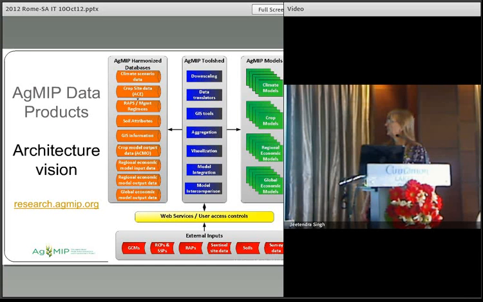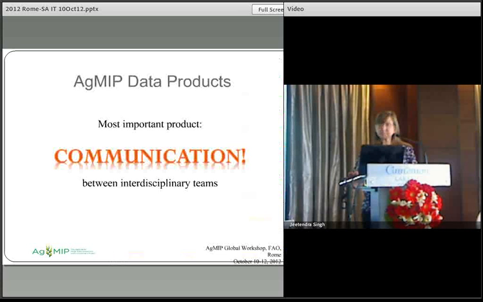So we've got harmonized databases over on the left. We've got the tool shed in the middle. We've got our AgMIP models that interact with the toolshed and the databases. We've got web services, and we've got external inputs, mainly data, that we'll be dealing with. But probably the most important product that we have in our AgMIP data community is communication. Because without communication between the teams, AgMIP won't work.